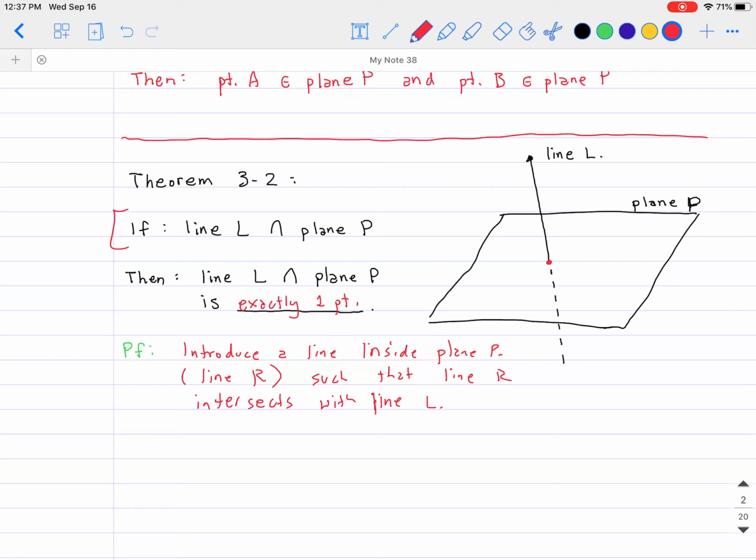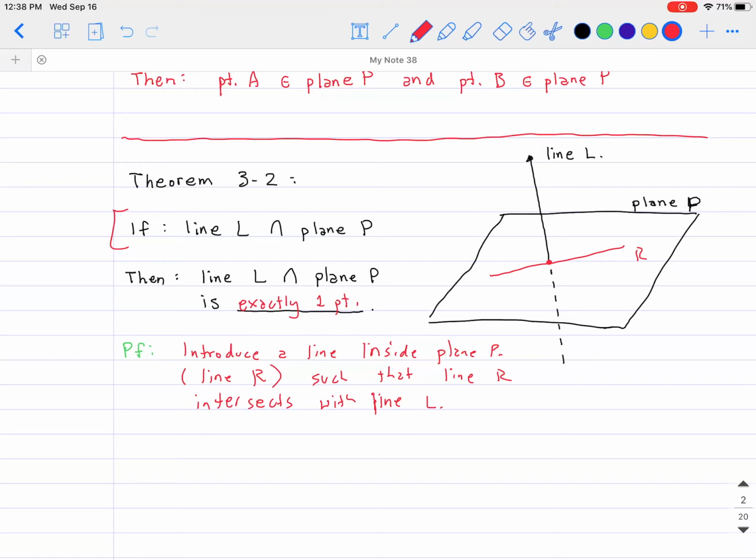And I can do that because if you have a plane, there are an infinite number of lines that you can create. And definitely one of them is going to intersect with this line L, because if the plane intersects with the line, then the line is going to intersect with it as a result. So we could choose one that's going to intersect with it. So here is basically what we're grabbing. Here is an example of it. So here is going to be line R right there.